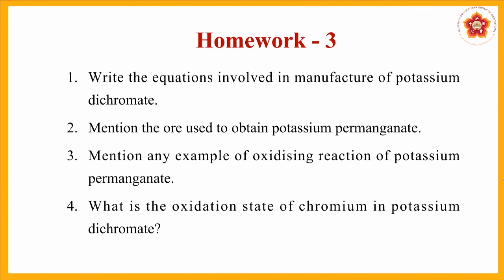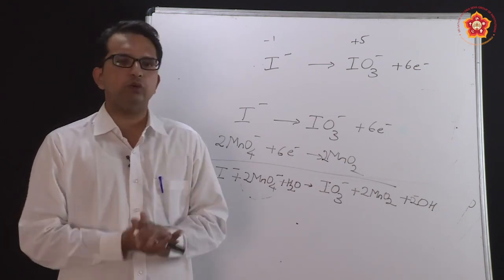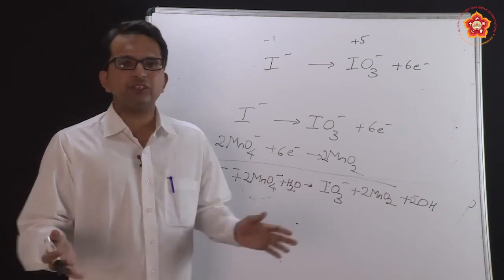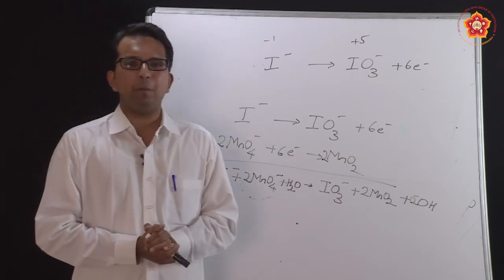We have seen the calculations. So in K2Cr2O7, what is the state of Cr? That is what you need to find out. So this is all that we have for this oxidizing property of potassium permanganate.